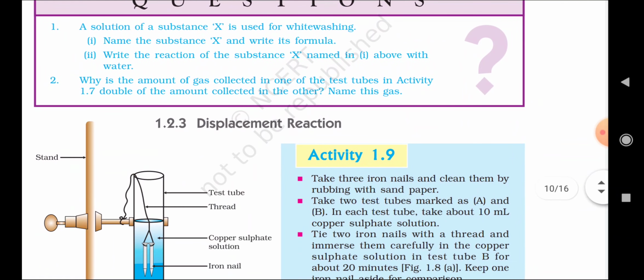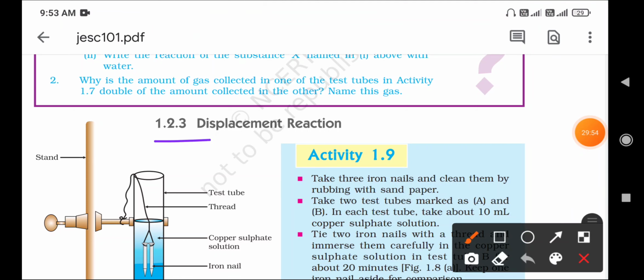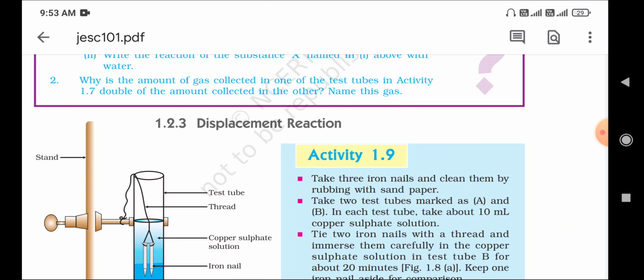In the next class we will conclude the displacement reaction. In this class we have concluded thermal decomposition and electrolysis of water, which is a very important diagram. Again, examples of thermal decomposition are silver chloride and silver bromide, which are also examples of endothermic reactions. And again, a very important question: write the difference between exothermic and endothermic reactions. You have to study all these topics before coming to the next class.